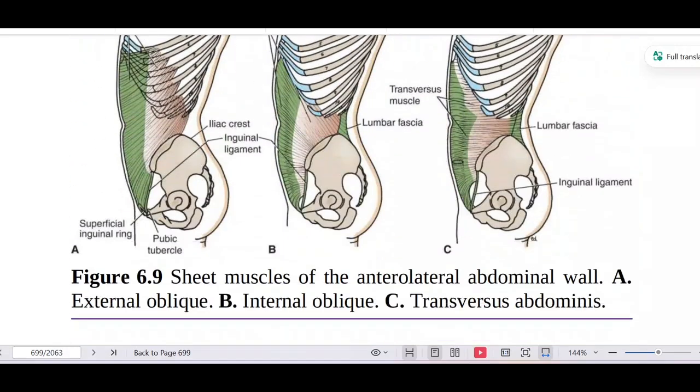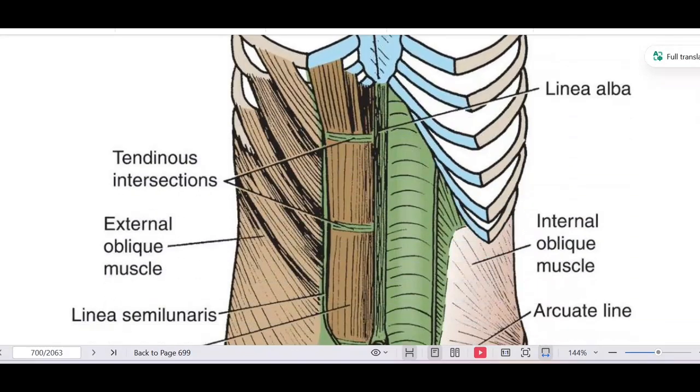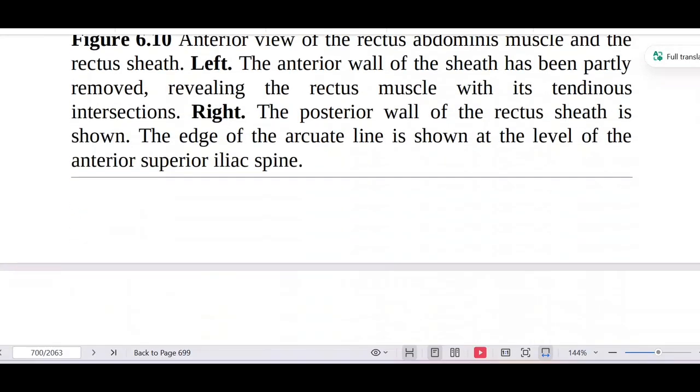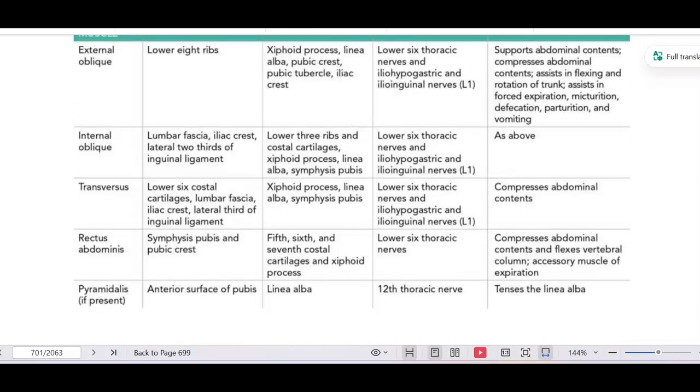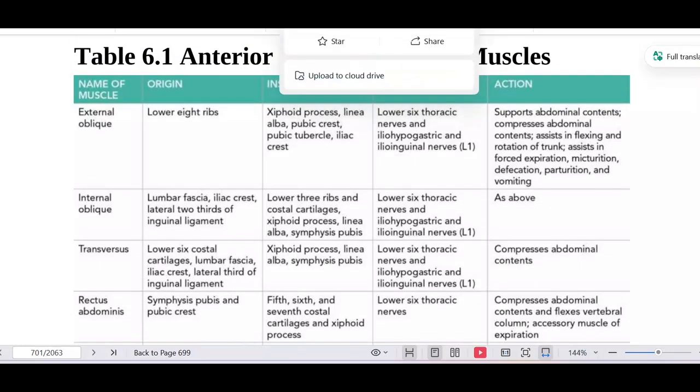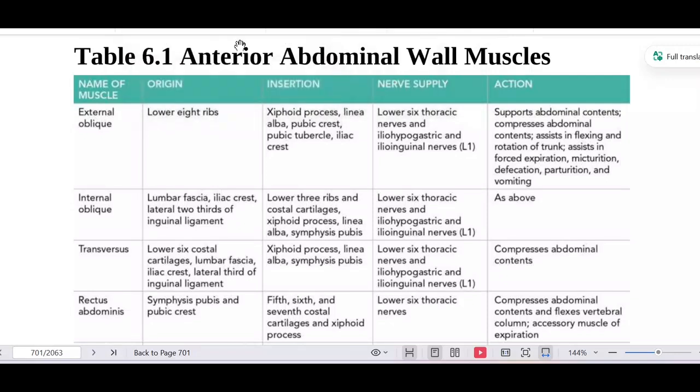Okay, so first we are going to start with the external oblique muscle. We are going in the same way as the arrangement of the muscles. Now in the anterior abdominal wall, the most superficial muscle, below the deep fascia, is the external oblique. Now where is the origin of external oblique? The origin of external oblique is from the lower 8 ribs. Now what are the lower 8 ribs? That means from rib 5 up to rib number 12. That is actually the origin of the external oblique.